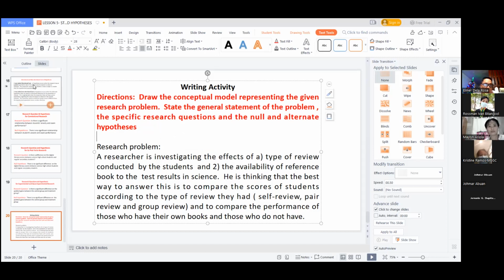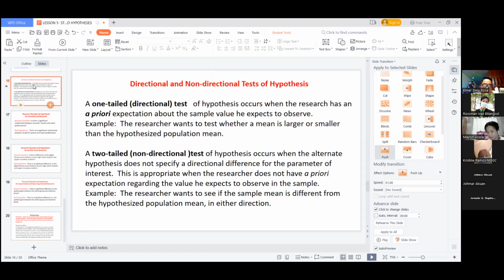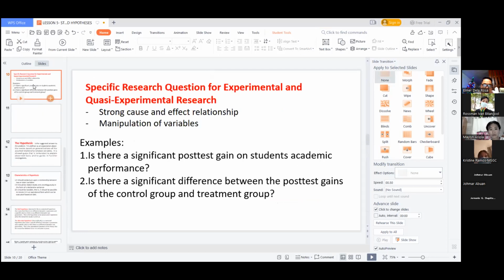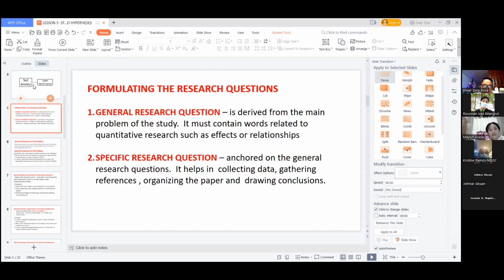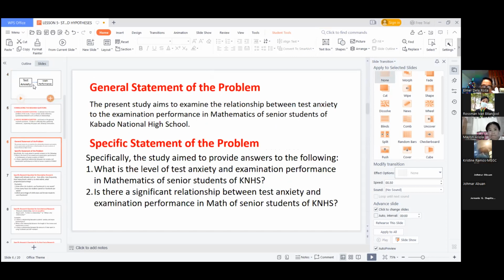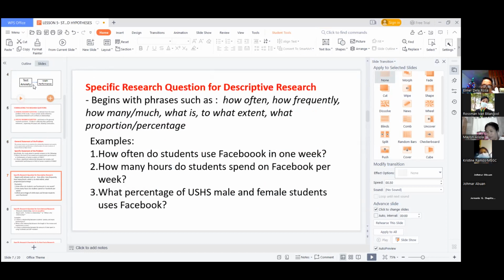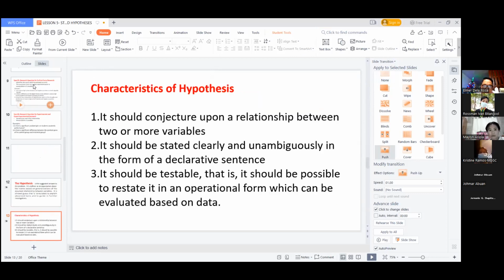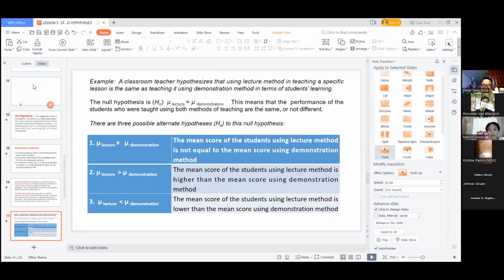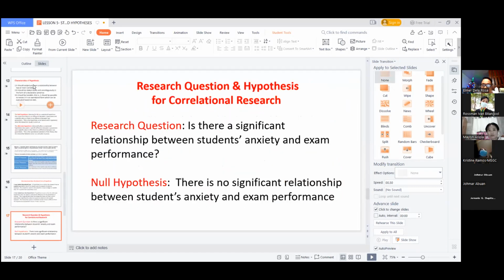So mag-umpisa kayo sa drawing, parang ito. Ang unang sagot nyo ay drawing. Ito. Tapos, ito. Yan, statement of the problem, then specific statement of the problem. Tapos, ang ending nyo ay ganito. Pero merong alternate na kadugtong. Okay? So, ang research problem ay ganito.